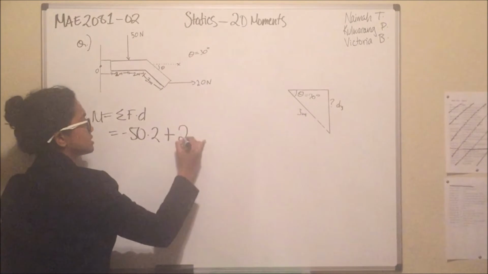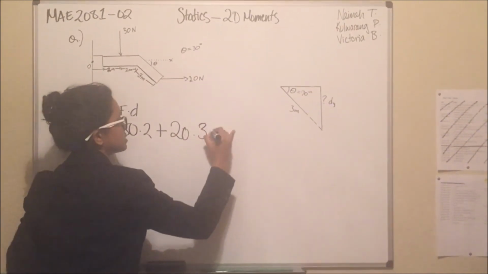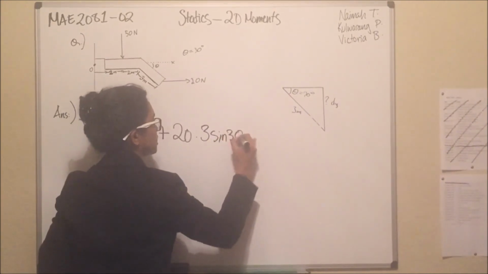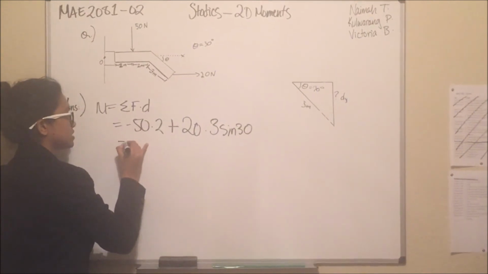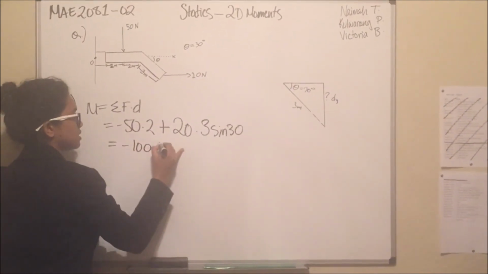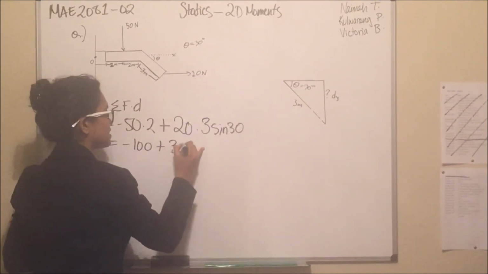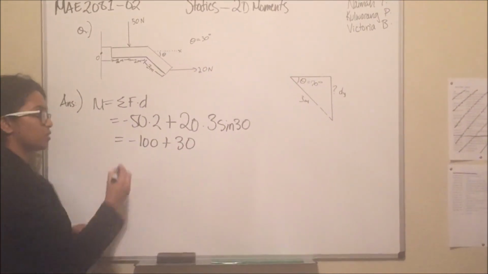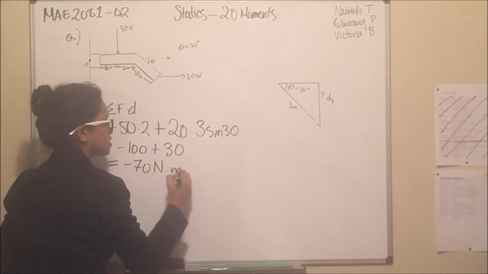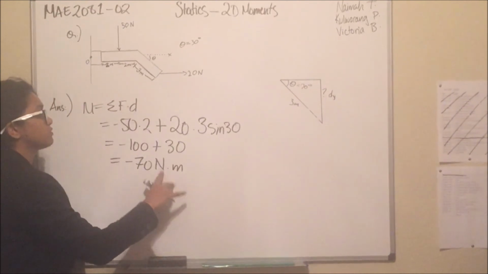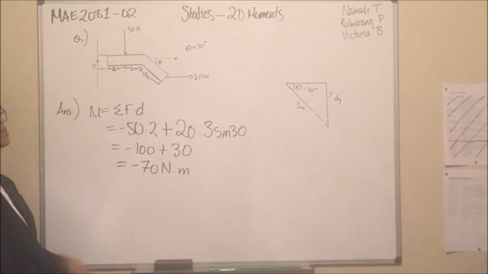So for this one, it is 200 newtons with the dot product of 3 meters and sine 30 to find the y component of the distance. So then this becomes minus 100 plus 30. So our final answer is then minus 70 Newton meters, where newtons is the unit for force and meters for distance. And that is how we solve 2D moments.